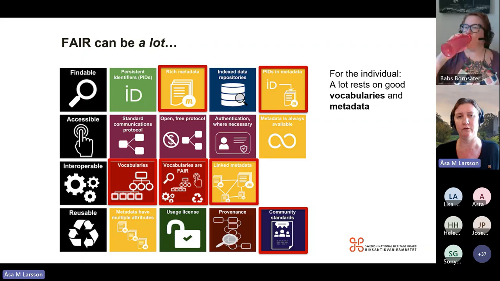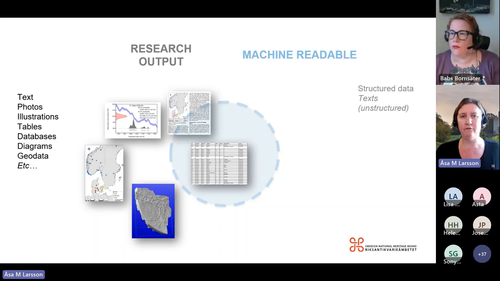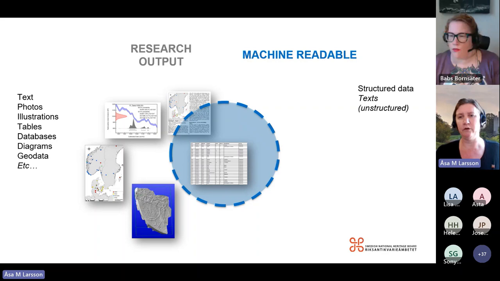So it's important to realize that research data is not just data sets. Any research output that forms the basis on which analysis and interpretation is made is research data. That includes photographs, illustrations, diagrams, geodata, tables, calculations, etc. Unfortunately, machines are very, very stupid. Unlike humans, they don't really understand what's in most of this output, only structured data and text. We'll leave AI at the side for the moment. But in general, that's the only thing that they understand.